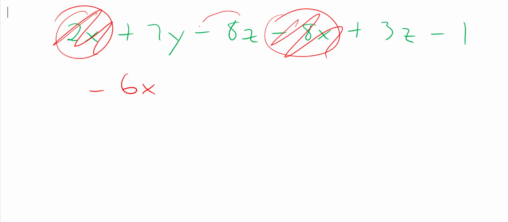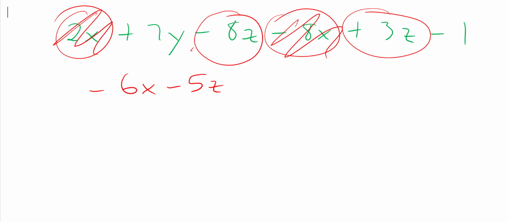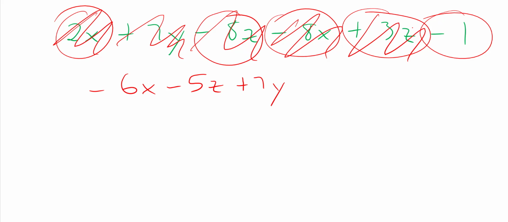And I have the negative 8z and the positive 3z. So negative 8 plus 3 is negative 5, so it's negative 5z. That's done. And what goes with the y? Nothing. So you just write it: plus 7y. And what goes with this negative 1? Nothing. So minus 1. And there's your answer.